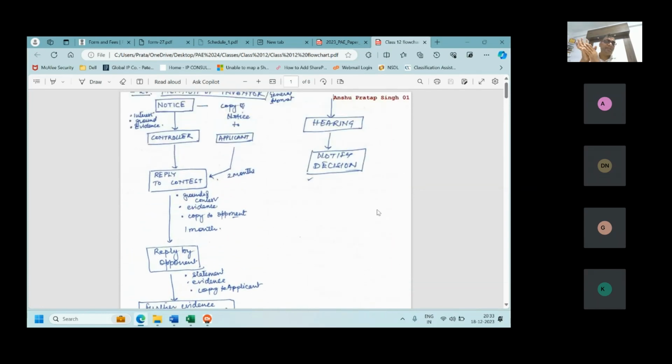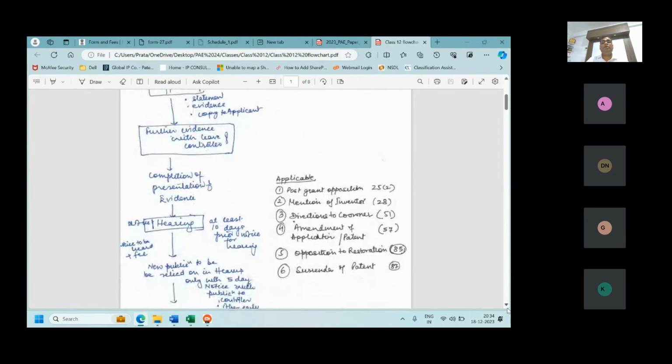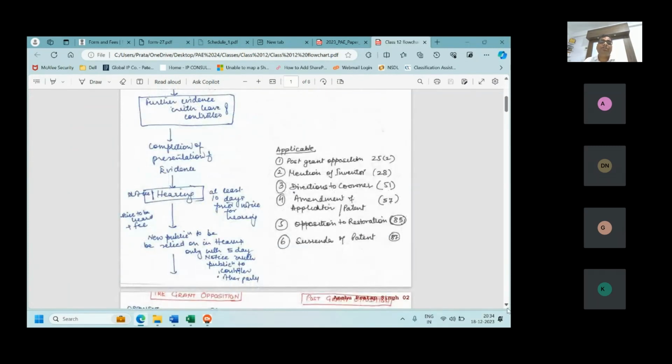Once that is done, the hearing is done in front of a controller. Both parties present their arguments, argue their cases, and on the basis of the hearing, the controller makes a decision and then notifies the decision to the parties involved. This is the general format in which this happens, where it is applicable. All these 6 places, it will happen like this.